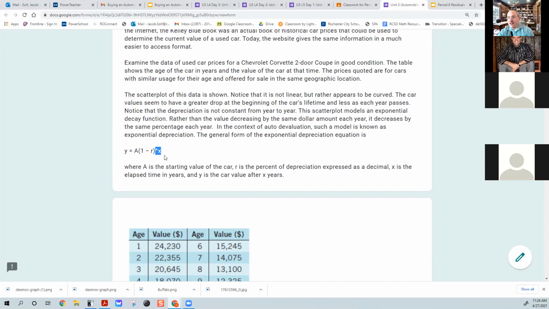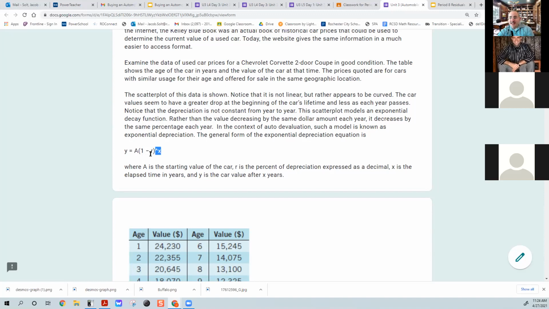All right, now x could be a lot of different things, y could be a lot of different things, but a is always going to be the same kind of thing. It's going to be the start of the function. So in this case, we're talking about cars and depreciation. A is always going to be the original price of the car when we started running the function. 1 minus r is the rate.